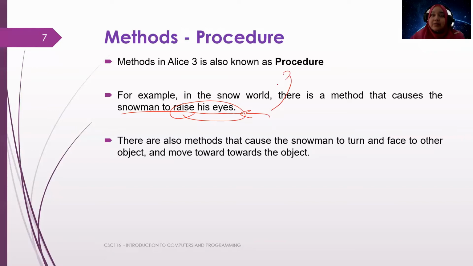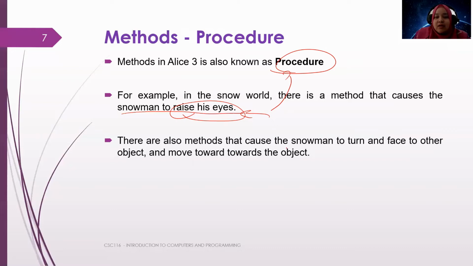Ada dia buka mata, dia bagi apa-apa nilai ke awak? Tak, dia just melakukan action tu saja. Macam juga eagle kita terbang. Dia terbang, ada tak dia bagi apa-apa ke awak? Tak ada. Ada tak dia bagi ketinggian dia terbang tu? Dia terbang sebanyak berapa kilometer ke atas ke apa? Tak ada kan? So that's why we call it as a procedure. Objek hanya melakukan that action without yielding a value.